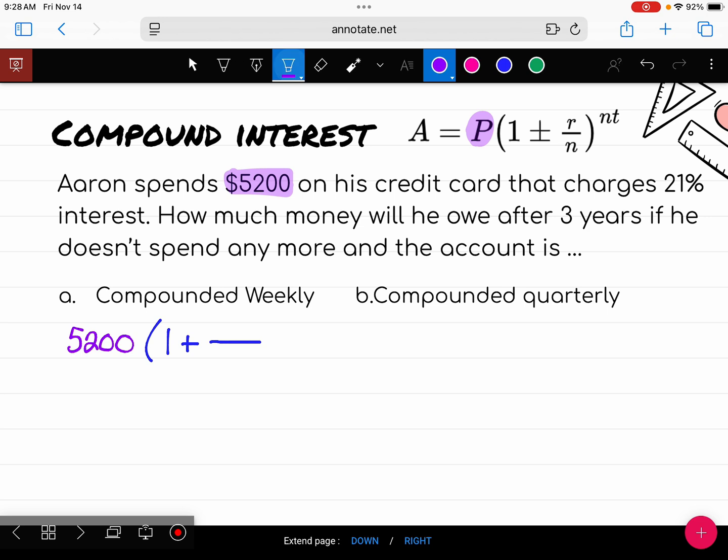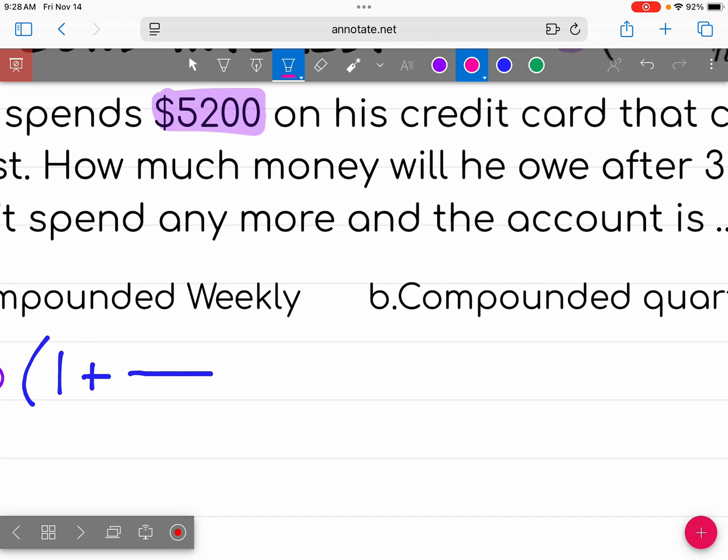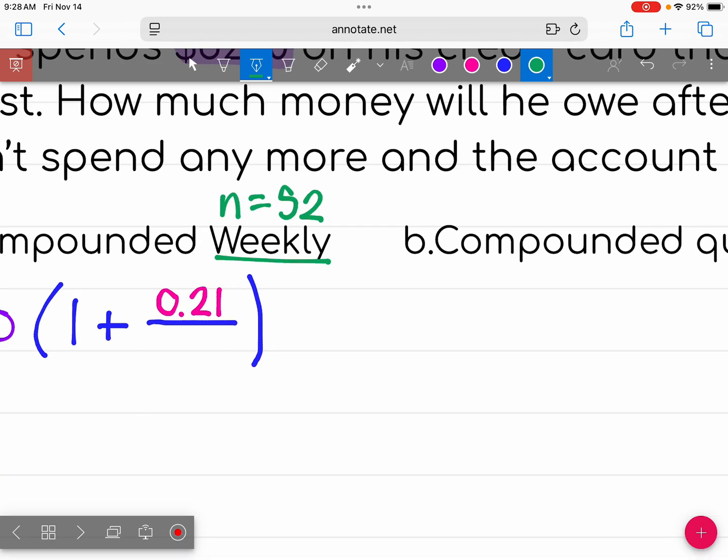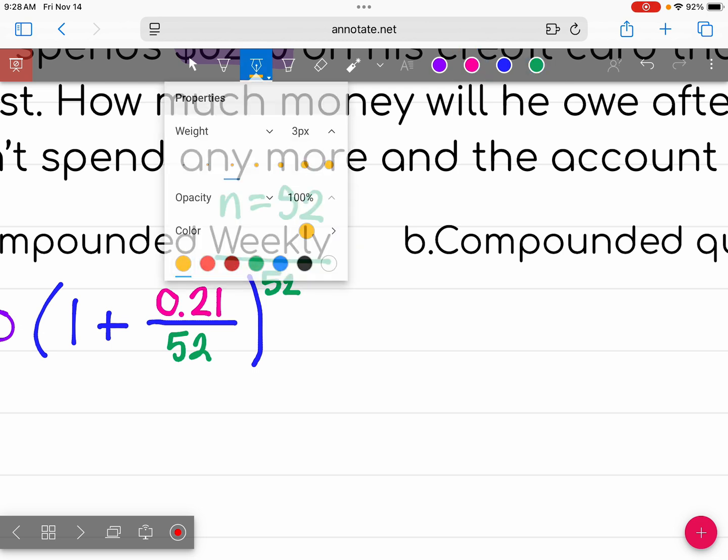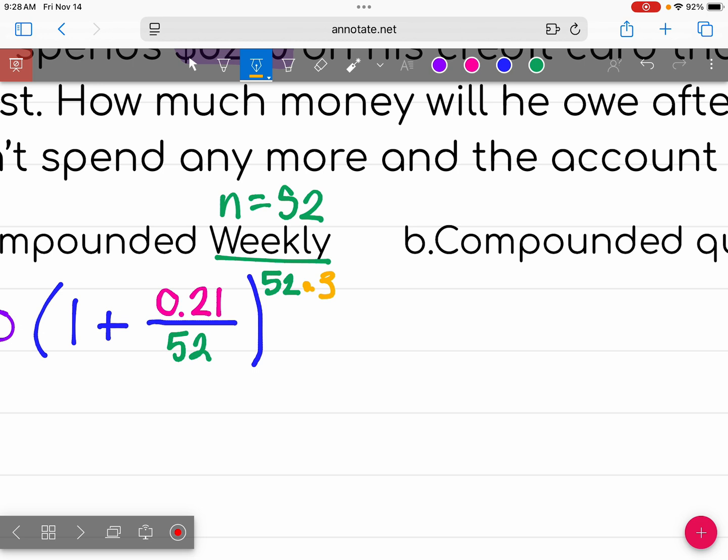What is our rate on here? What is our R? 0.21. For this first one here, compounded weekly, what is our N? 52. There are 52 weeks in a year. We have our 52 in our exponent. And what's our T? 3 years.